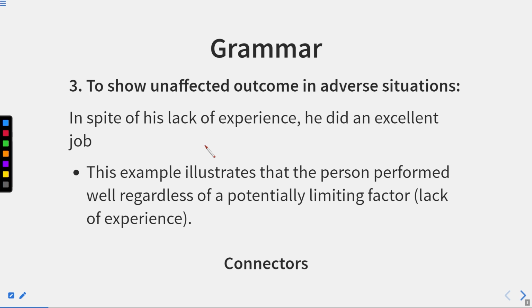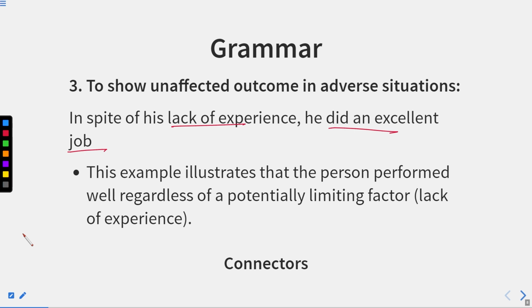To show unaffected outcome in adverse situations. In spite of his lack of experience, he did an excellent job. So, though he was not experienced, he did an excellent job. Yet, he did an excellent job shows that his lack of experience did not affect his work. This example illustrates that the person performed well regardless of a potentially limiting factor, that is, lack of experience.